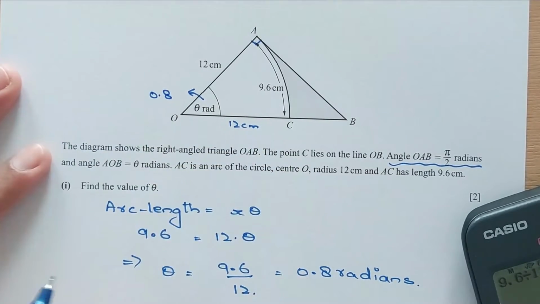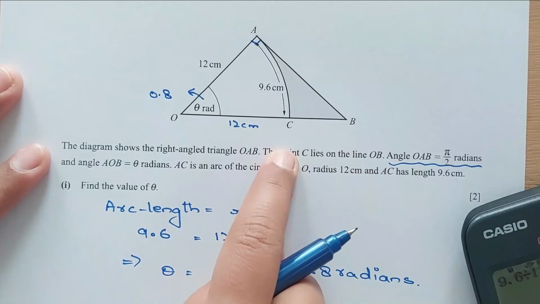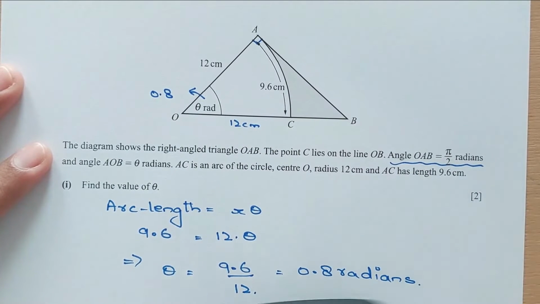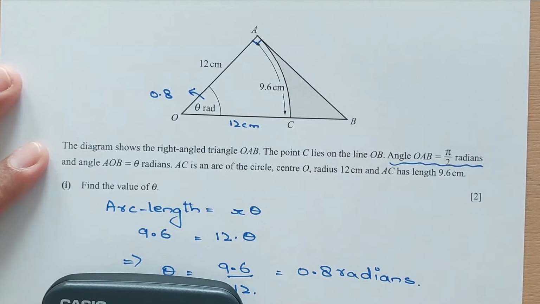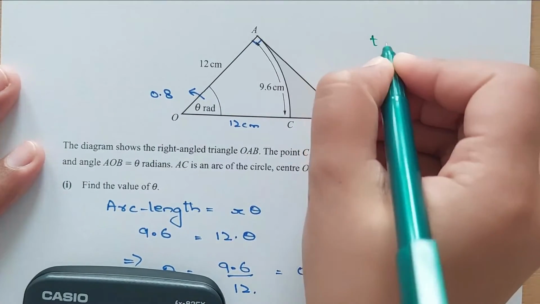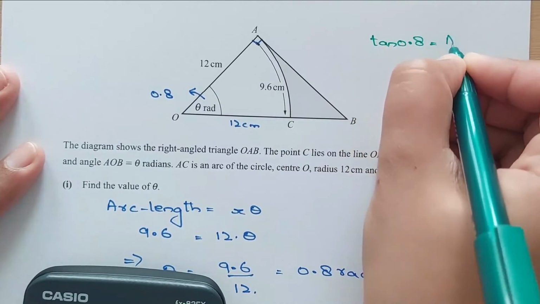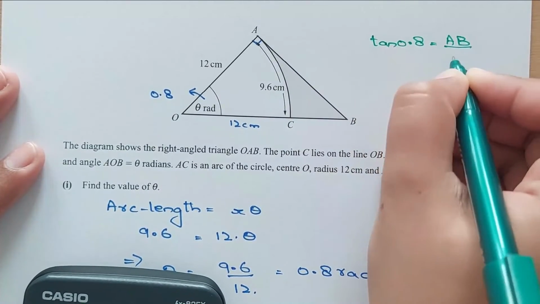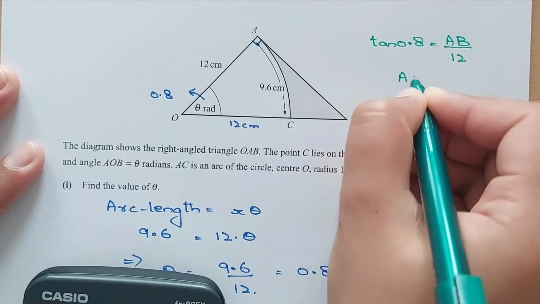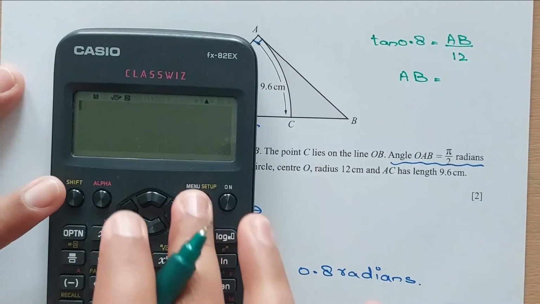So this is a right angle triangle. Angle front side is the opposite, and this is adjacent, and this is hypotenuse. So we need to find opposite, and we know adjacent. So we have to use a ratio for tangent. So we can say tan 0.8 is opposite AB over adjacent, that is 12, right? And what is AB? 12 times tan 0.8, and it must be in radians.